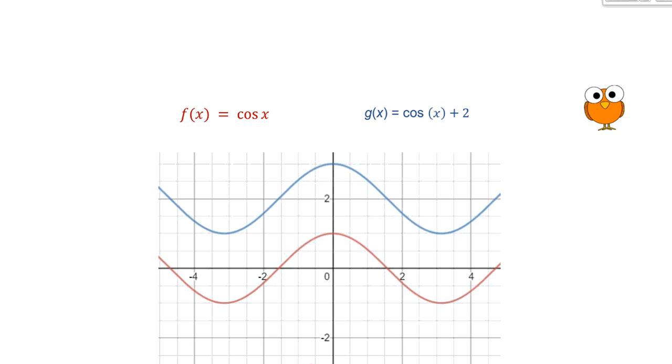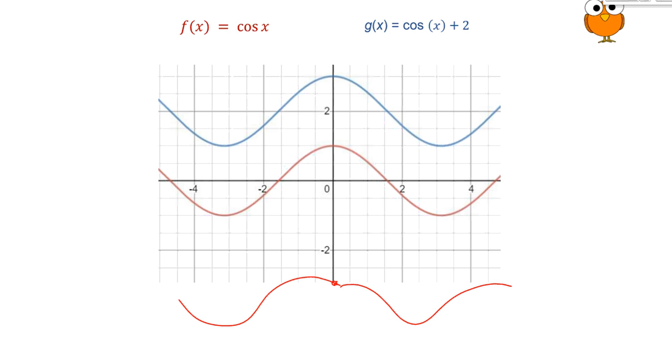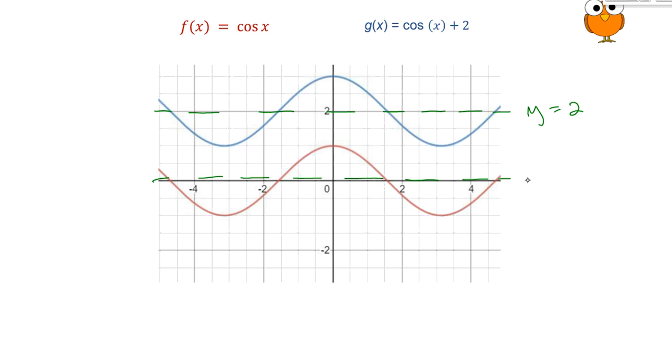It's really easy to identify. Here is g of x equals cosine of x plus 2. Well, here's the original midline. The new midline's up there at y equals +2. Originally it's at 0. This right here is automatically your midline.